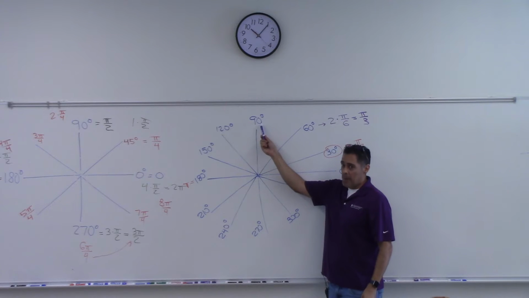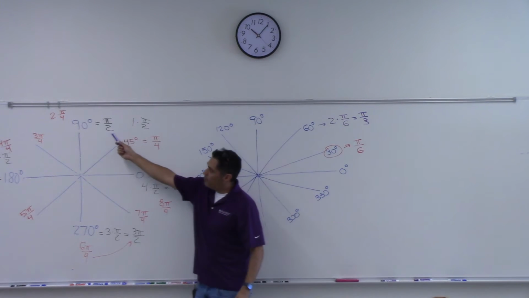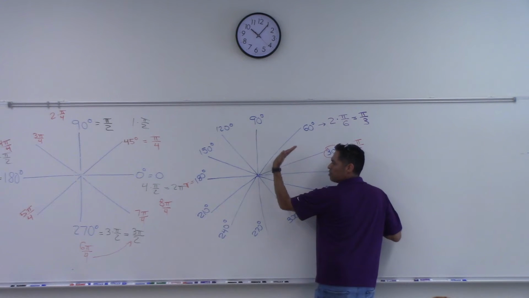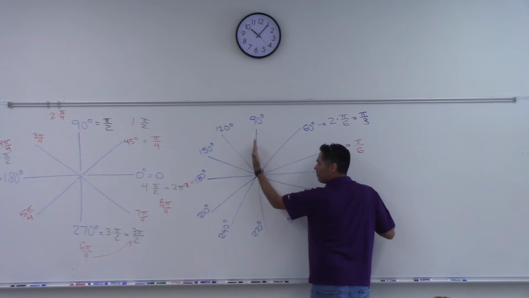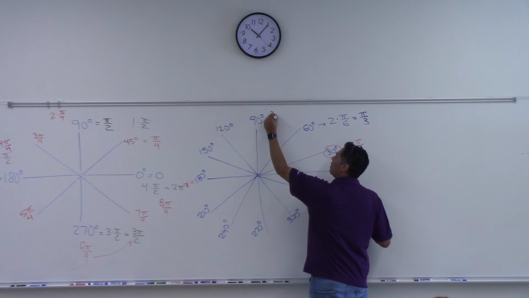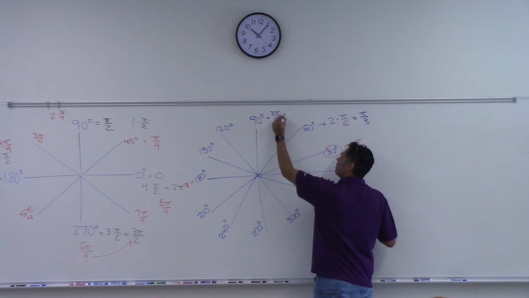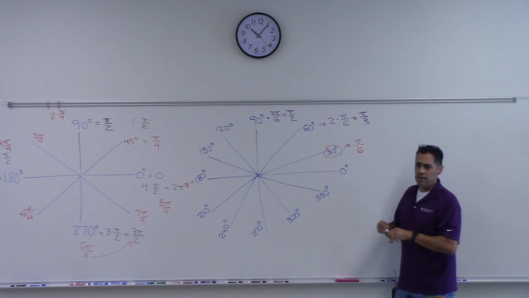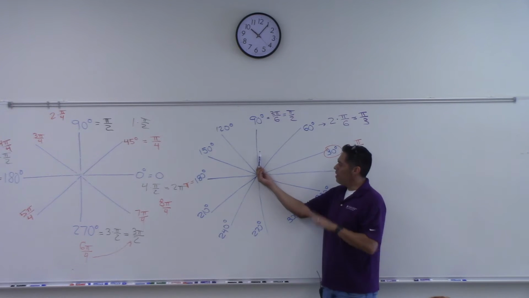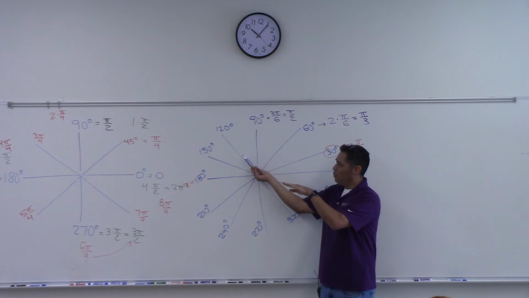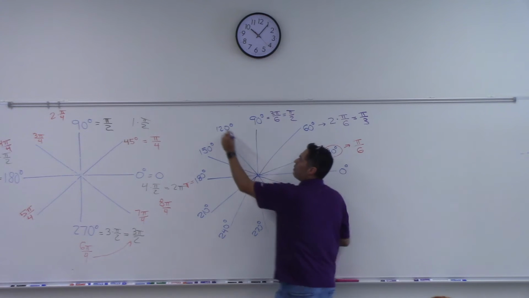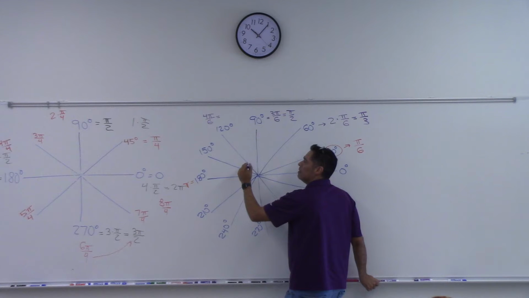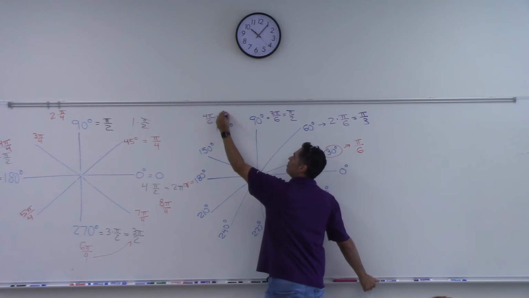When we get up here, it better be what? It better be pi over 2, right? Well, let's just keep counting. This is pi over 6. This was 2 of them, right? This is how many of them? 3 pi over 6. But does that reduce? Yes, pi over 2. Okay? So everything's working out great. Now I'm on my 4th one. So this is 4 pi over 6, which actually reduces to 2 pi over 3.